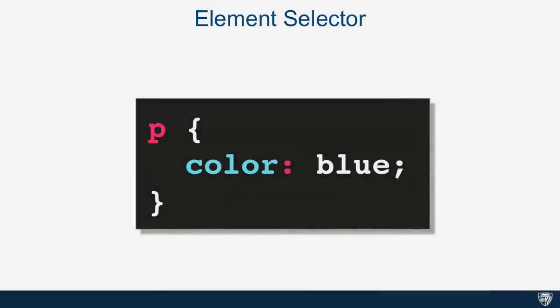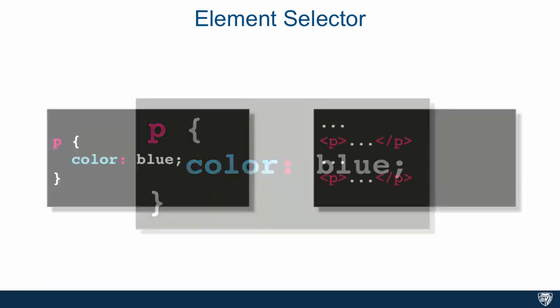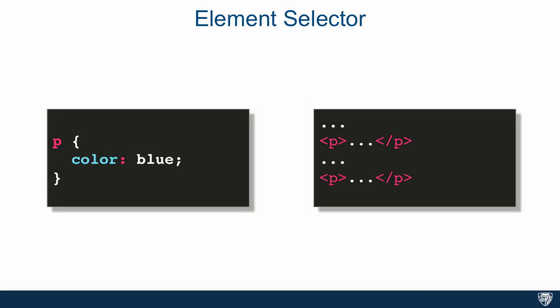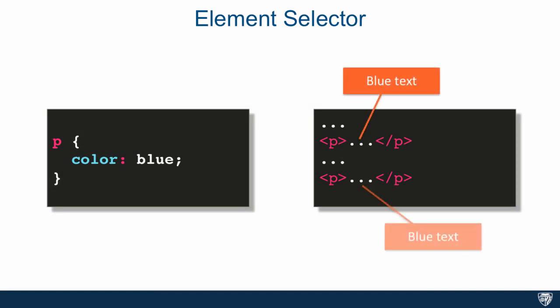In this lecture, we're going to talk about three different types of selectors: element, class, and ID selector. First, the element selector. The element selector is just you specifying the element name. For example, in this case, P for paragraph says that every paragraph in our HTML document should be colored blue. As an example, if we specified P paragraph and color blue, that means every paragraph in the HTML document will have its contents text be blue.